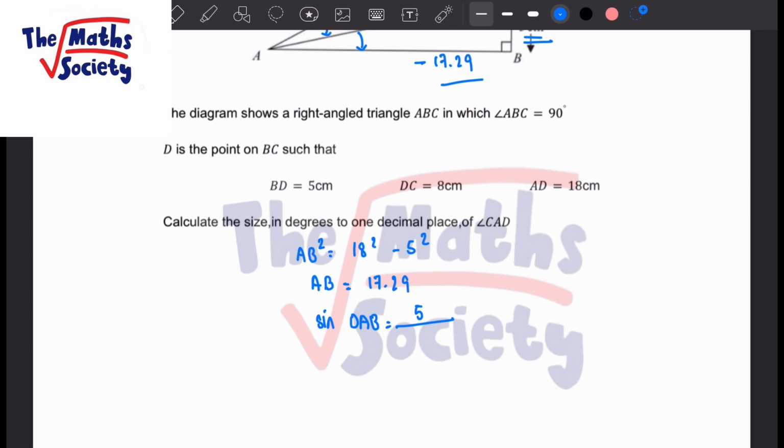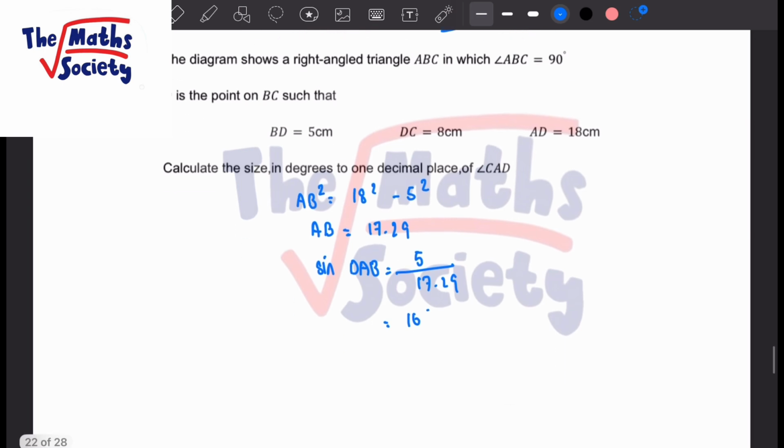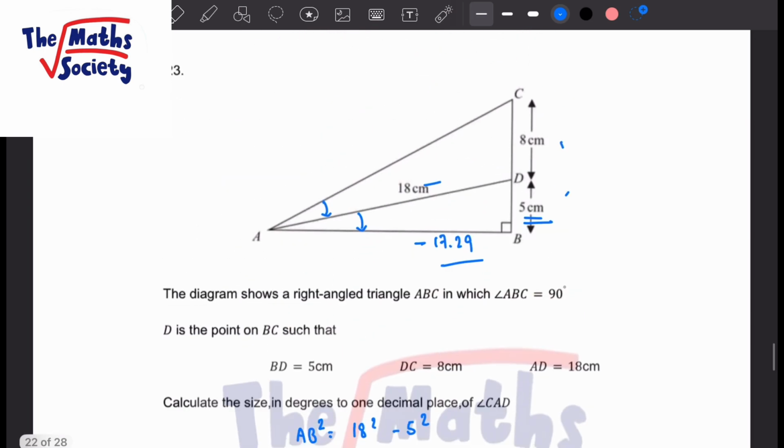18. You can just write it 17. I'm just going to round it off, so that's just going to be close to 16 degrees. And if we want to know angle CAD, we want to know CAD, right?